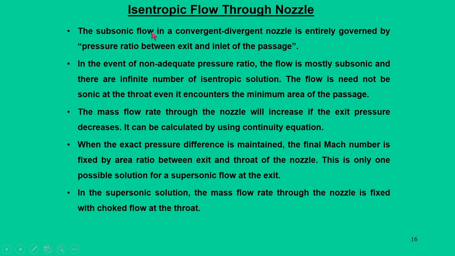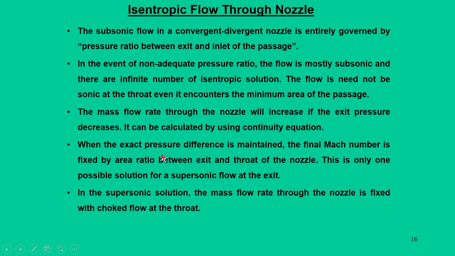The subsonic flow in a convergent divergent nozzle is entirely governed by the pressure ratio between the exit and the inlet of the passage. In the event of a non-adequate pressure ratio, the flow is mostly subsonic and there are an infinite number of isentropic solutions. The flow need not be sonic at the throat even if it encounters the minimum area of the passage. The mass flow rate through the nozzle will increase if the exit pressure decreases. So, it can be calculated by using the continuity equation.